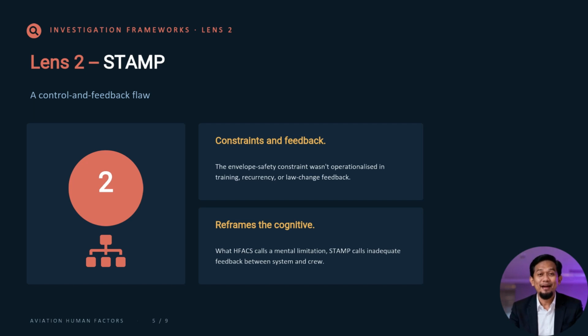And look at the reframing on the slide, because it is the heart of the comparison. What HFACS classifies as a mental limitation of the crew, STAMP describes as inadequate feedback between system and crew. The aircraft state was not communicated in a form the humans could use under stress. Same evidence, different theory, different remedy. HFACS points to training the person. STAMP points to redesigning the control loop.